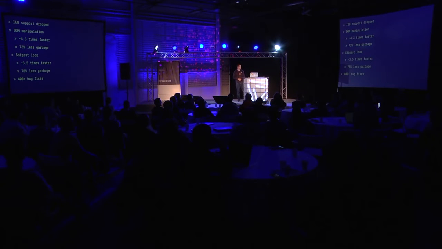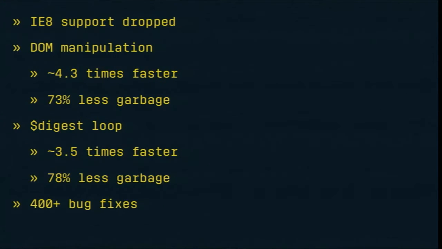OK, so from 1.2 to 1.3, they basically dropped all the IE8 support, which was fantastic. That removed a lot of, we'll call it junk, from the source code. These stats were taken from Angular 1.3, so it's around 4.3 times faster to do all the DOM manipulation stuff, 73% less garbage collection, and the digest loop, which is the main thing in Angular, which controls all the dirty checking, keeps our data in sync. That's now 3.5 times faster.